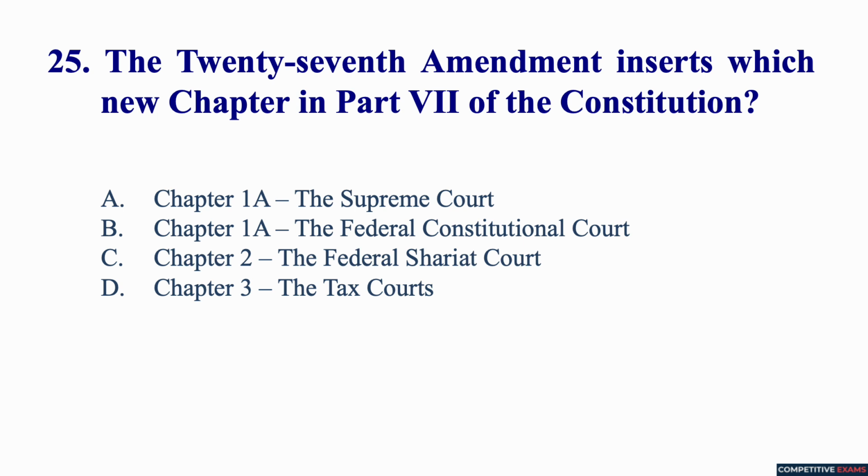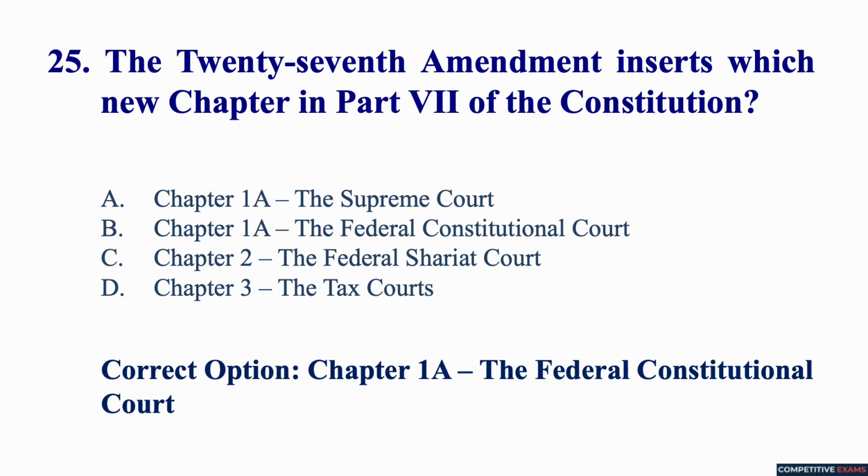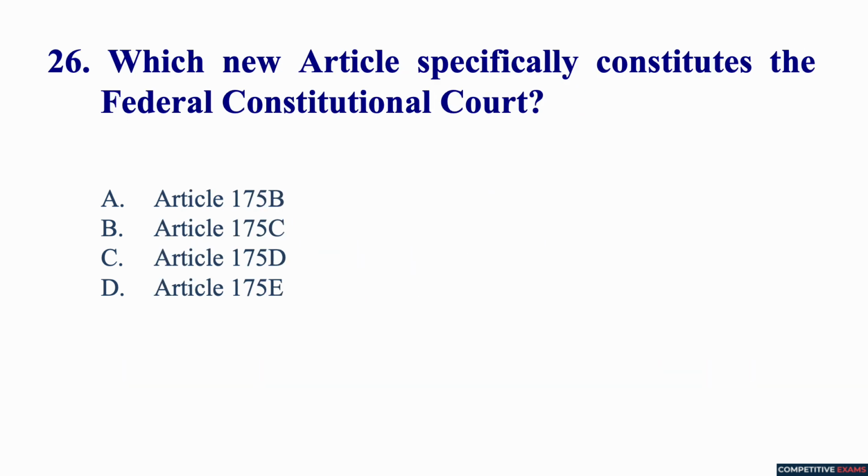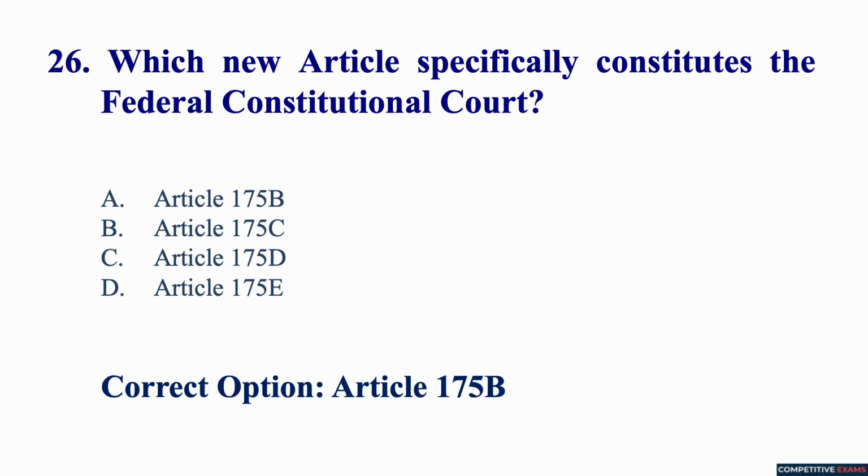The 27th Amendment inserts which new chapter in Part 7 of the Constitution? Chapter 1A, the Federal Constitutional Court. Which new article specifically constitutes the Federal Constitutional Court? Article 175B.